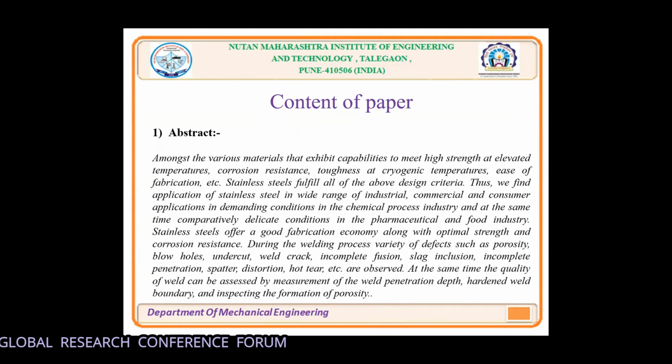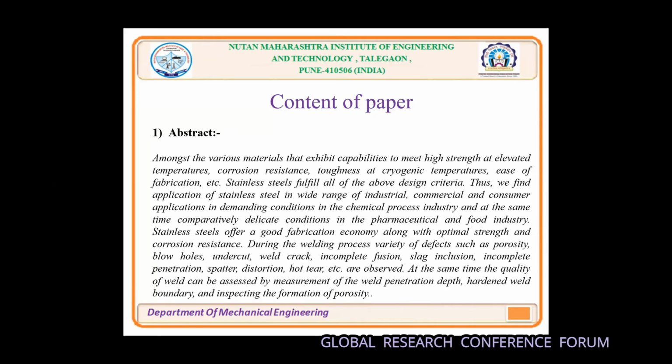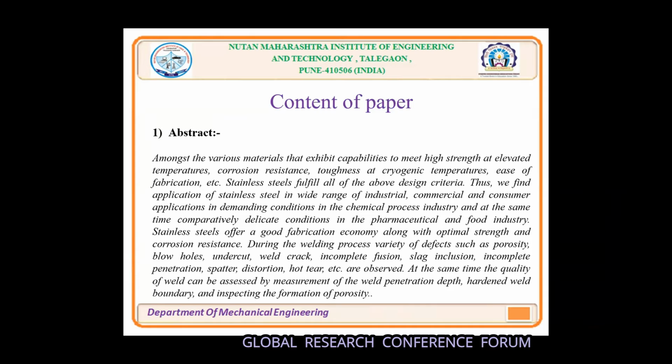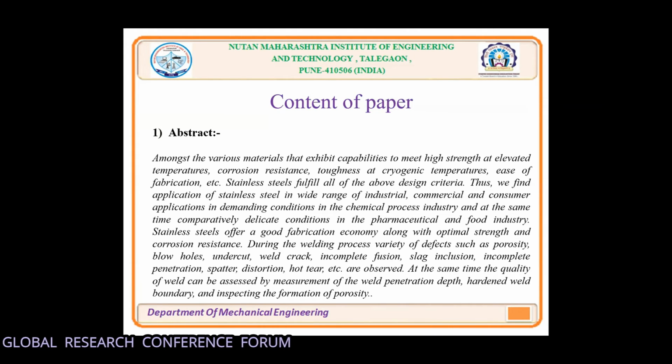Content of paper. We have almost covered each and every form of welding defects and its testing method. So in that, first one is abstract. Stainless steel meets all of the following design characteristics among the numerous materials: high strength at increased temperature, corrosion resistance, toughness, and cryogenic temperature performance. Stainless steel is used in a wide range of industrial and commercial applications, including several circumstances in the chemical process industries and more delicate conditions in pharmaceutical and food industries. Porosity, blowholes, undercut, weld crack, incomplete fusion, slag inclusion, incomplete penetration, spatter, and other faults are common throughout welding. At the same time, the weld quality can be evaluated.